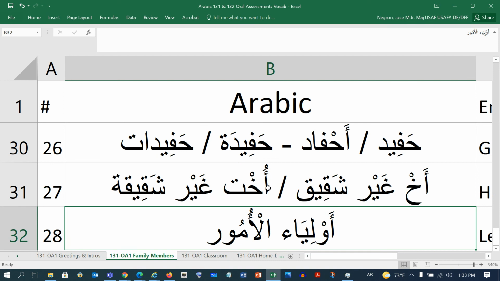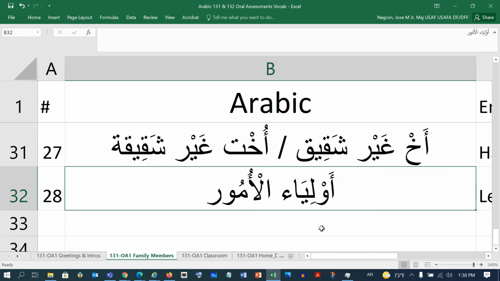a half brother, half sister, and then the sister version, and then parental guardians. Let's say you were adopted. You don't need to know this, but in case you're interested. That concludes this spreadsheet.